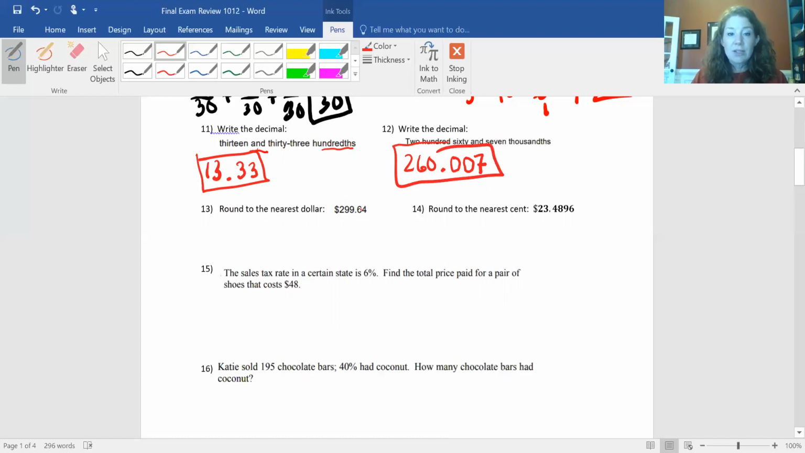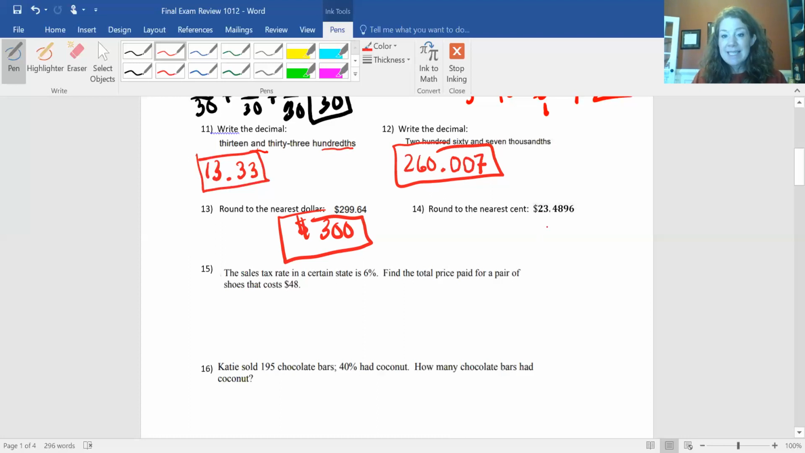Round to the nearest dollar. Well, the 9 right here is in the ones place. Well, that ones place is the dollar place, right? The other 9 would be in the $10 place. So anyway, what does a 6 do to a 9? It turns it into a 10, carry the 1. So if you have 2 9s, you have to carry the 1. Rounded to the nearest dollar is $300, which makes sense, right? $299.64 is almost $300.